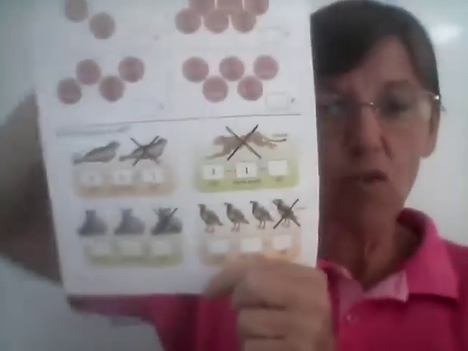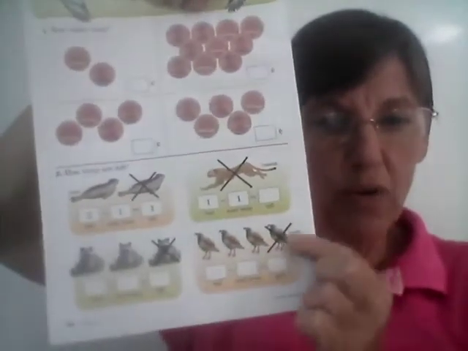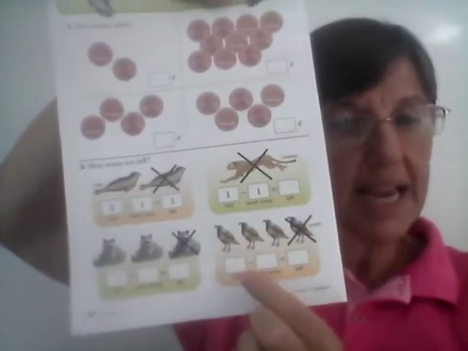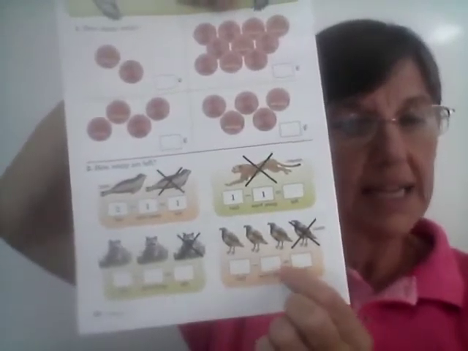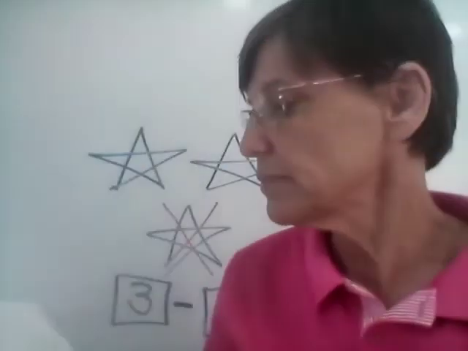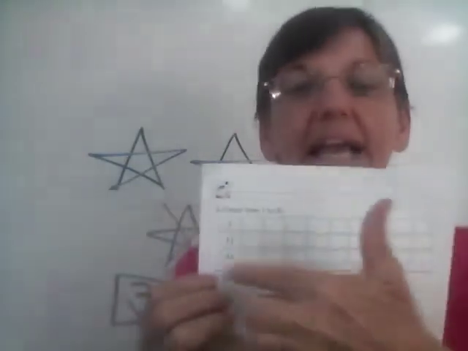But anyway, we have 4 quail. 1, 2, 3 quail, right? So we had 4. If we take 1 away, 3 minus 1 is how many are left over? Can you fill that in, please? Good.